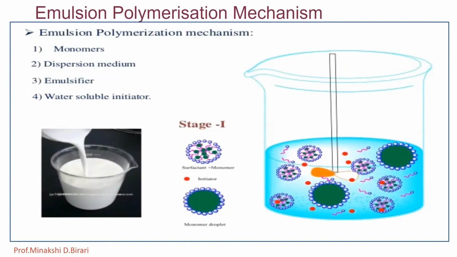Now, what is the actual mechanism involved in the formation of Buna-N by emulsion polymerization? The emulsion polymerization mechanism includes monomers, dispersion medium, emulsifier, and a water soluble initiator. The monomers are butadiene and acrylonitrile, the dispersion medium is water, and the emulsifying agents are soaps and fatty acids. That is the first stage, in which the surfactants and monomers are used. Then there is the formation of monomer droplets.